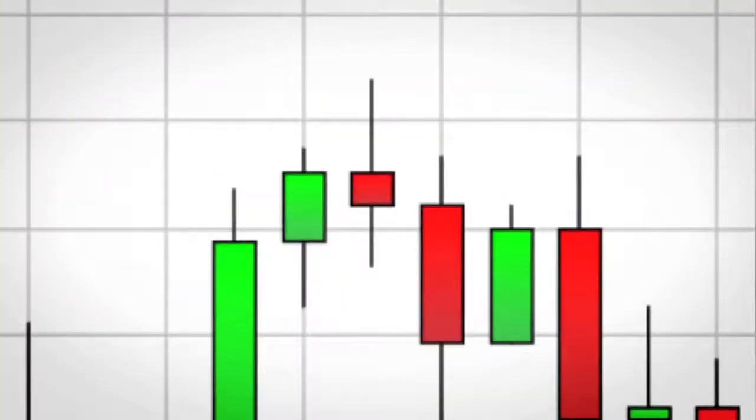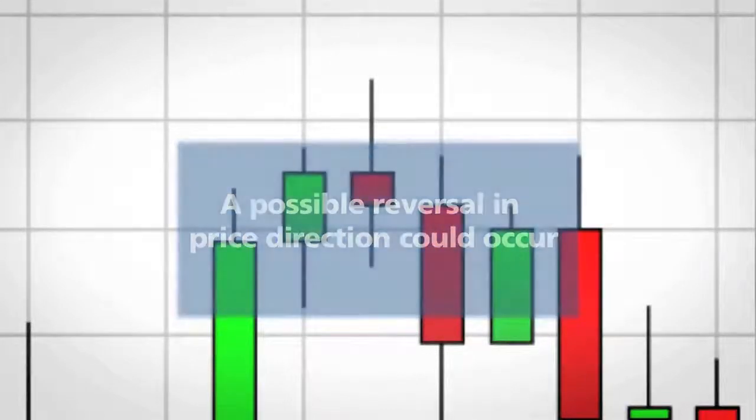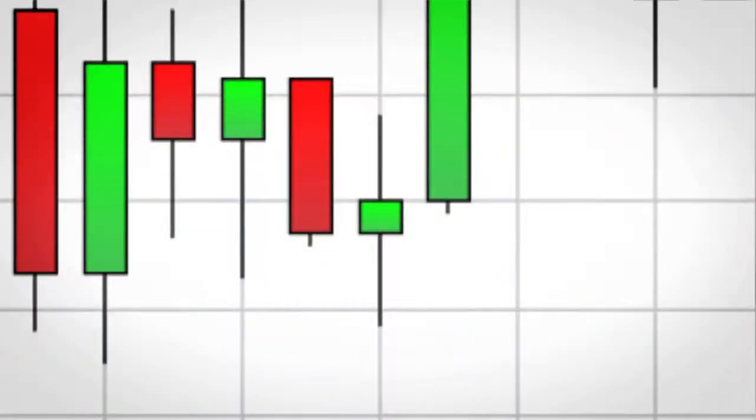If a spinning top forms during an uptrend, this usually means that there are not many buyers left in the market and a possible reversal in price direction could occur. If the spinning tops form during a downtrend, this usually means that there are not many sellers left in the market and a possible reversal towards the upside could occur.